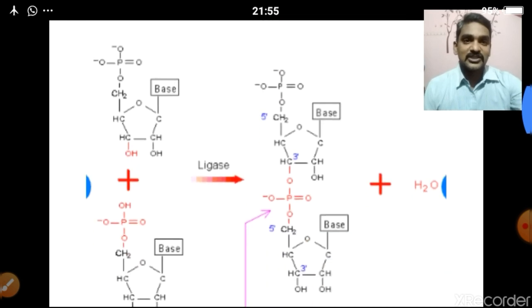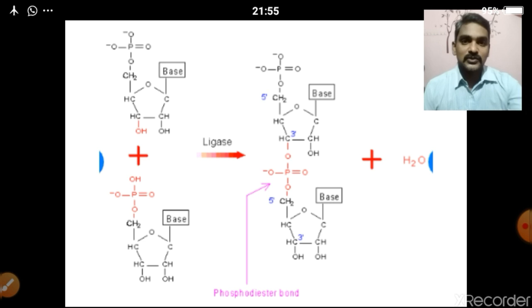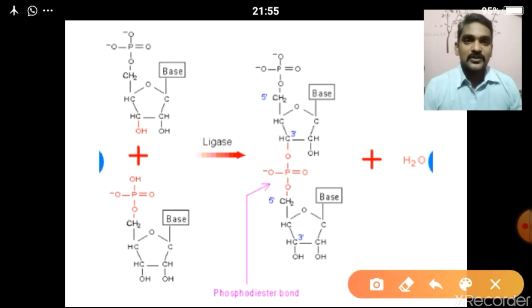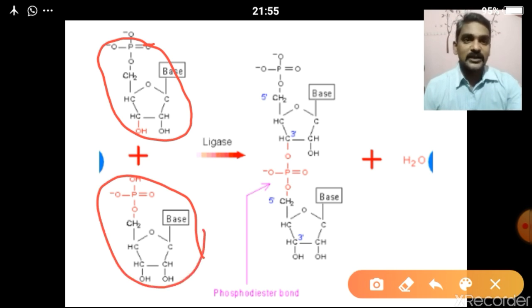You can see the structure here. So here easily you can see that nucleotides will be joined together. Yeah, you can see this is nucleotide 1 and this is nucleotide 2. So 2 nucleotides will be linked. You can see in the next, with the help of the ligase enzyme, the phosphodiester bond. See the pink color, this is the phosphodiester bond. So the bond is found between nucleotide 1 and nucleotide 2.